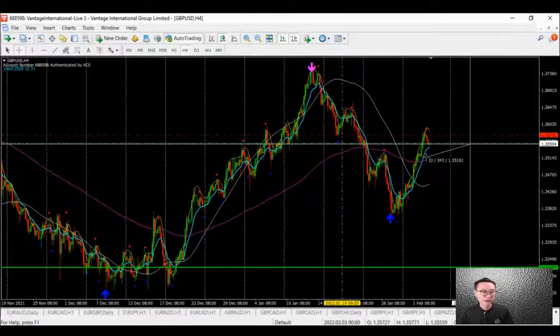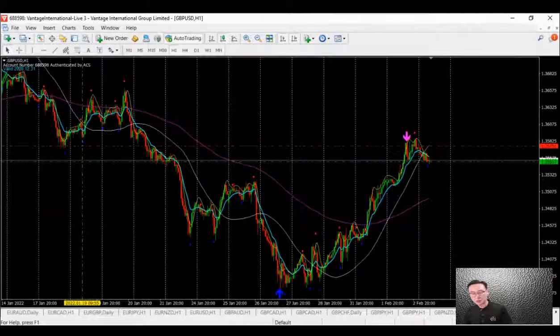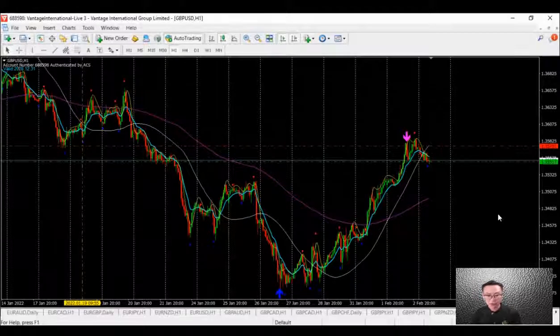34. Okay, yes, pound dollar. I'm going to put pound dollar into my list. But please, pound dollar is retracement trading, so please be very careful with pound dollar as well.